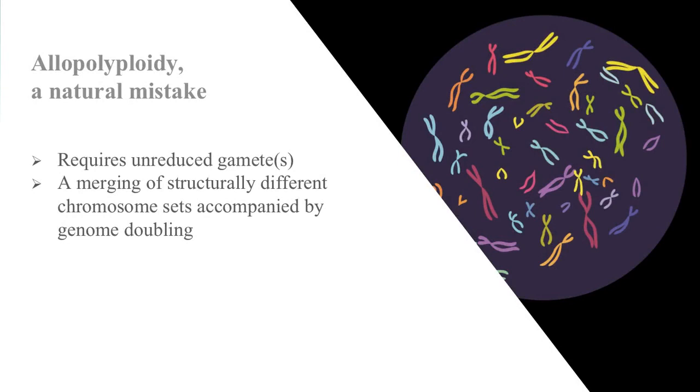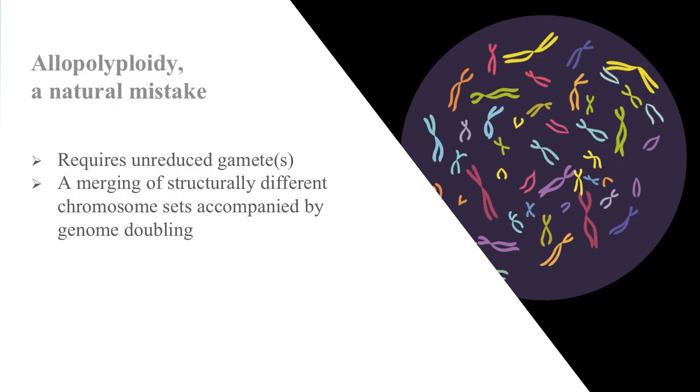So polyploidy comes in a couple different flavors, and I'll be telling you about allopolyploidy, which is formally defined as a merging of structurally different chromosome sets accompanied by genome doubling. More informally, we tend to think of this as two different species hybridizing to produce an offspring that contains the complete genome of both of its parents.